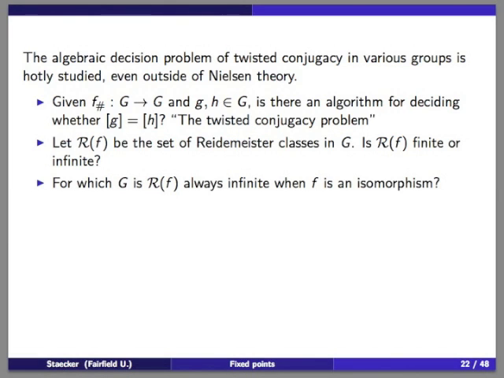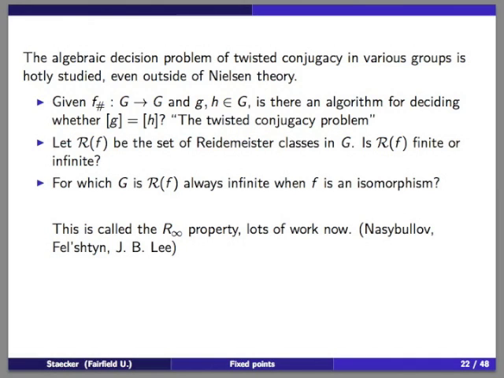You could specify just to automorphisms if you want. This is called the R infinity property of a group. So a group has the R infinity property means the set of twisted conjugacy classes is infinite whenever the map is an automorphism. And there are lots of people who are working on this now.